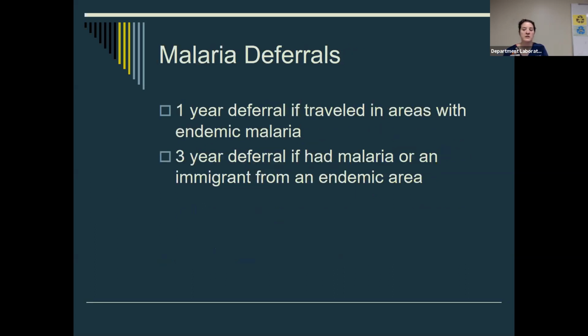Malaria deferrals, all right? So if you have traveled to an area that is endemic for malaria, you have a 1-year deferral from the date of your travel, right? So from the date of your return, okay? If you have lived in an area that is endemic for malaria, that is actually a 3-year deferral, all right?